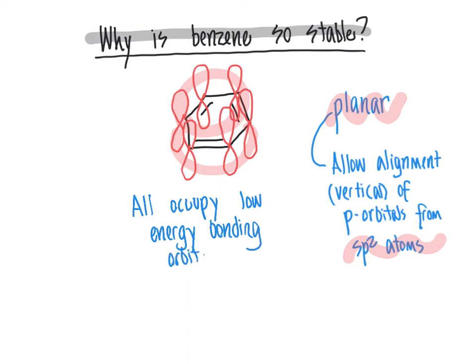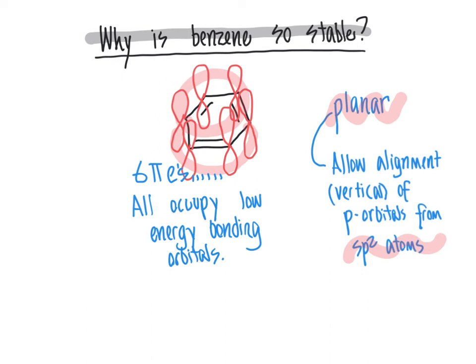There are low energy bonding orbitals available to be occupied. There are also high energy non-bonding or anti-bonding orbitals. And in the case of benzene, what happens is that due to the fact that there are 6 pi electrons, all of those 6 pi electrons are able to occupy low energy bonding orbitals.